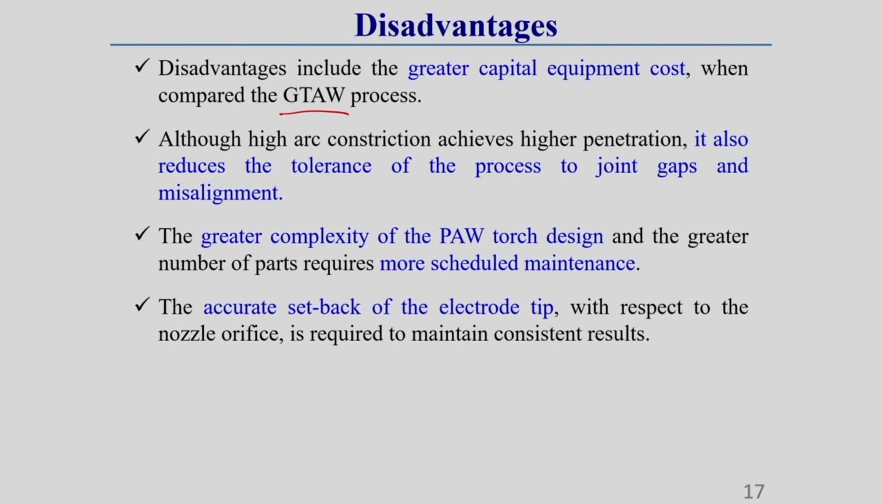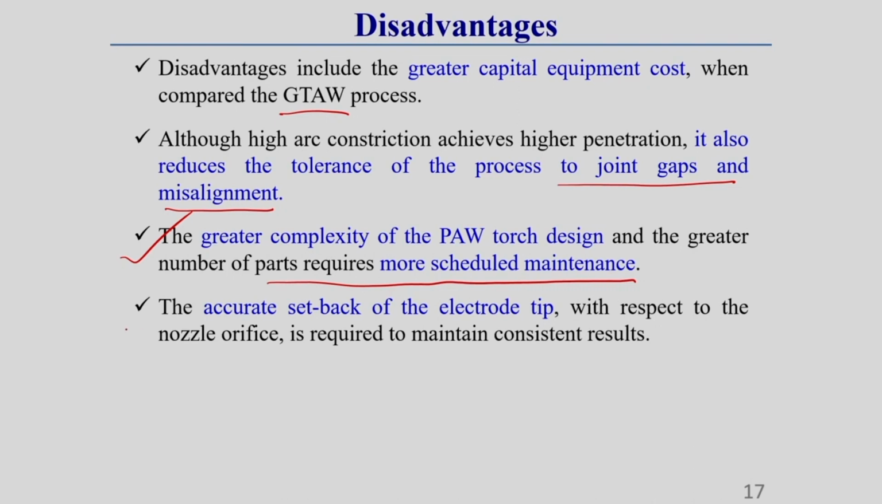Although high arc constriction achieves higher penetration, it also reduces the tolerance of the process to joint gap and misalignment. And here you see the greater complexity of the plasma arc welding torch design and the greater number of parts require more scheduled maintenance. So, here you have seen in this equipment of plasma arc welding process, there are different types of components, different types of parts. So maintenance of the torch as well as the equipment requires more scheduled maintenance.